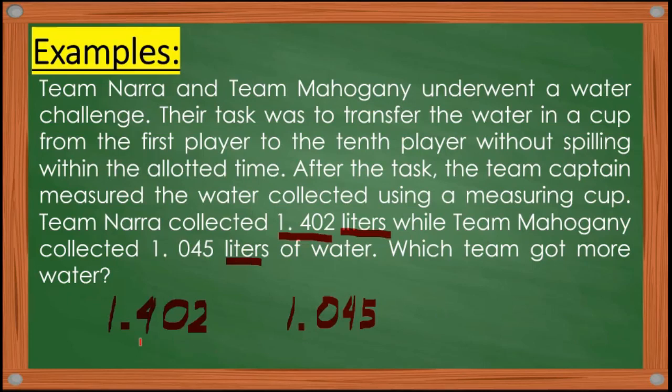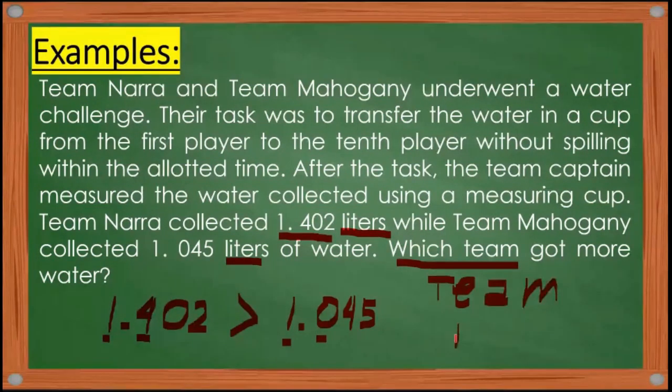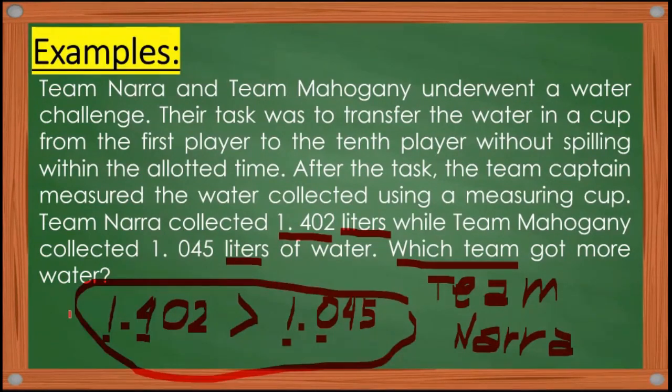So let's compare. So we have the same whole number, and let's go with the tenths place value, 4. This is 0. Obviously, we have 1.402 is greater than. So that's it. But the question is, which team? Yan ang tanong. So ang sagot natin ay Team Nara. But how do we find the answer? Siyempre, sa math, bago tayo makakuha ng final answer, we need a solution for your answer. So do you have any question?